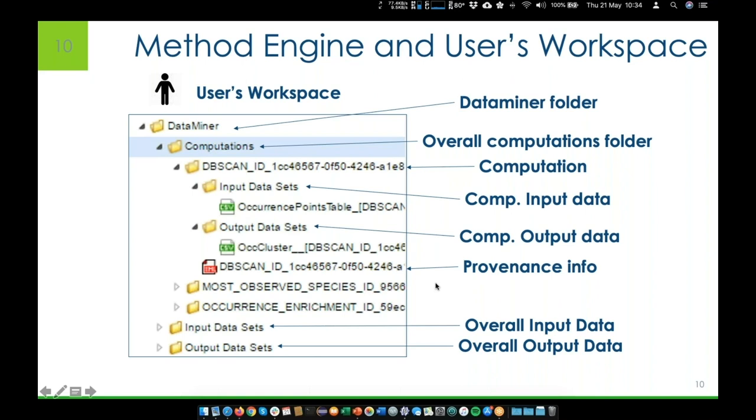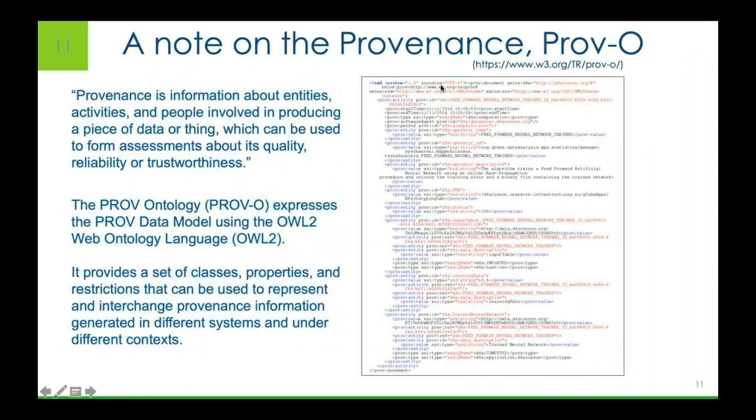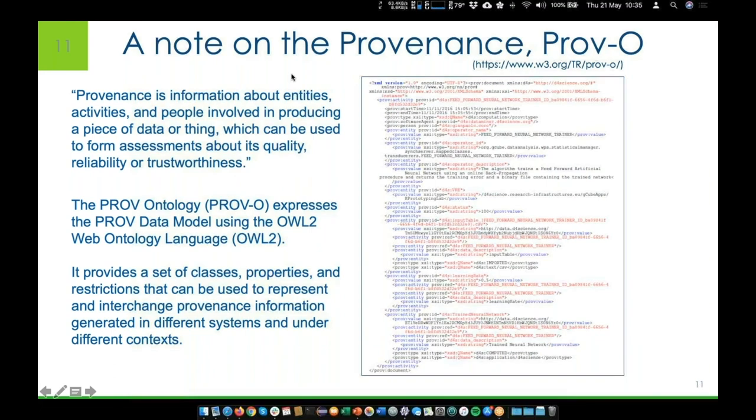And of course, as I was saying, it contains also the provenance information that the method engine automatically creates whenever a computation is performed. There's also an overall input data and an overall output data folder, containing of course input data and output data. So here I want to talk a little bit about the provenance. The provenance, as you know, is information about the entities, the activities, and the people involved in producing a piece of data or thing, which can be used to form assessments about its quality, reliability, or trustworthiness.